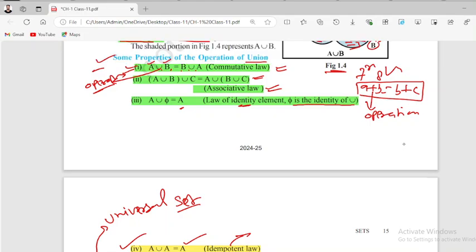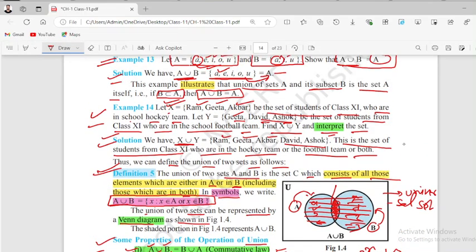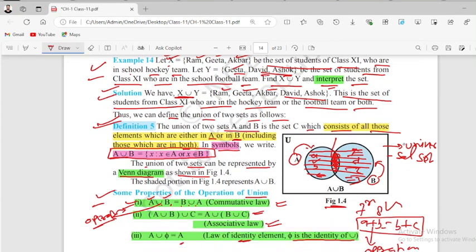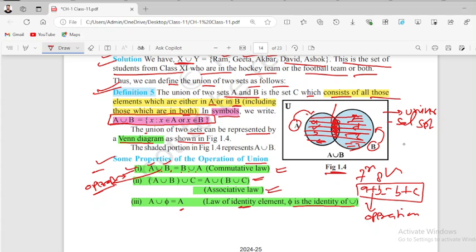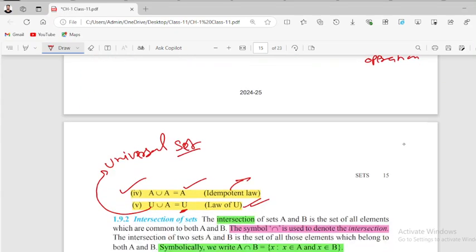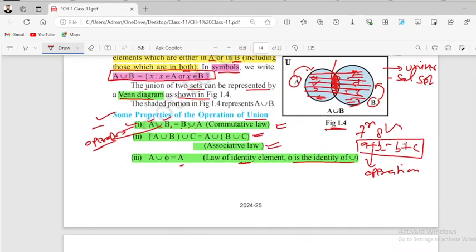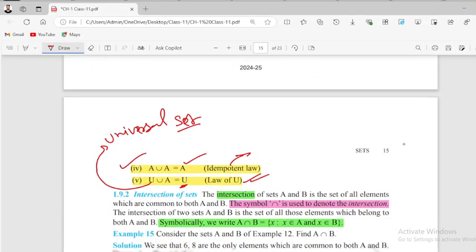So I hope you understand the union of sets and a little bit of the Venn diagram. We will discuss the Venn diagram more when we discuss the intersection of sets and the subtraction of two sets, and after that we will explore the Venn diagram. Okay, thank you so much.